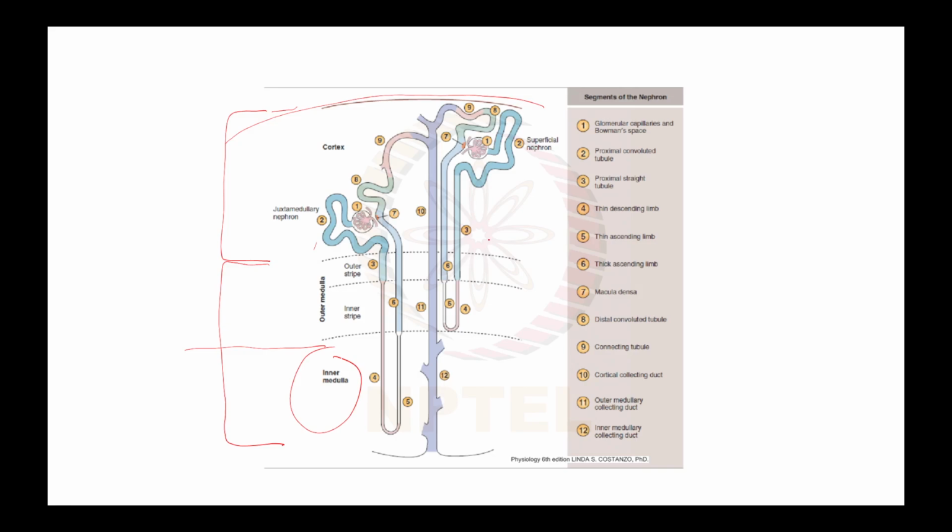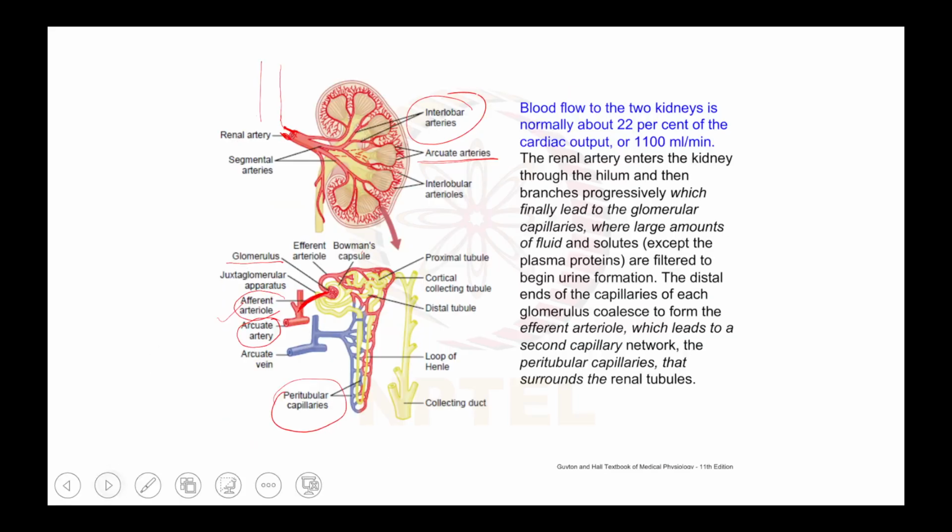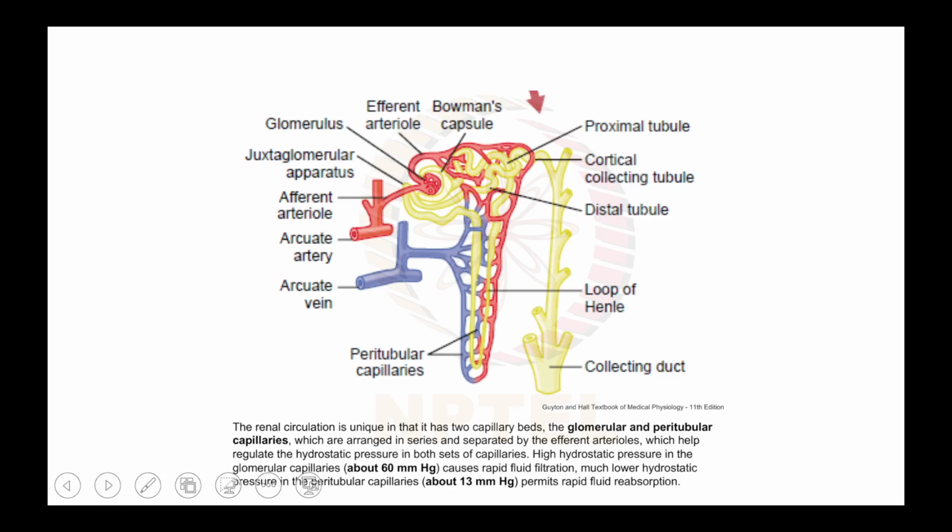Majority of the nephrons are of this type. And this type of nephron, where the loop of Henle is present in the renal medulla of the kidney, is called the juxtamedullary nephron. These are less in number, these are more in number. So these are the two different kinds of nephrons which are present in the kidney. So this we have already discussed.